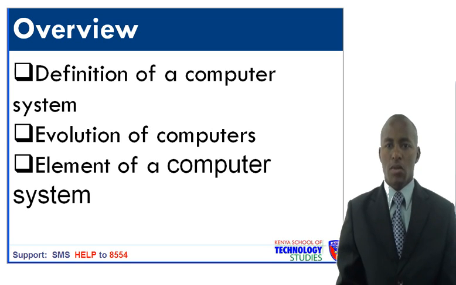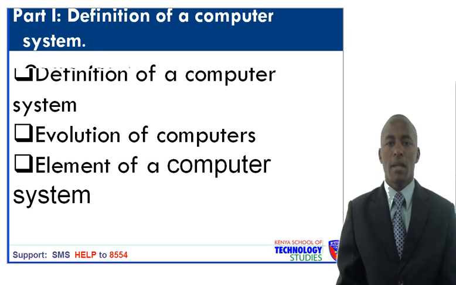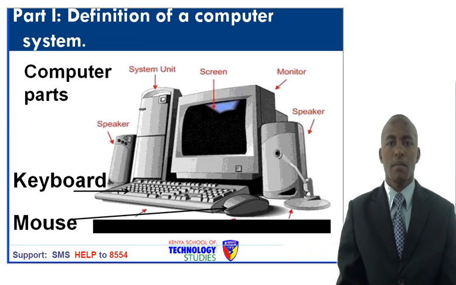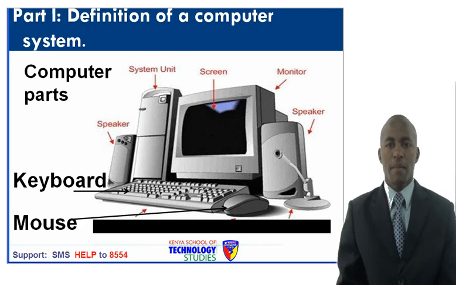After the end of this lesson, the student is supposed to have covered the following: definition of a computer, evolution of a computer, and the last one, elements of a computer system. Let us now start with the first part, that is the definition of a computer system. A computer is an automatic machine that works under a set of stored programs. Again, it is an electronic device that accepts data, processes, and outputs information.